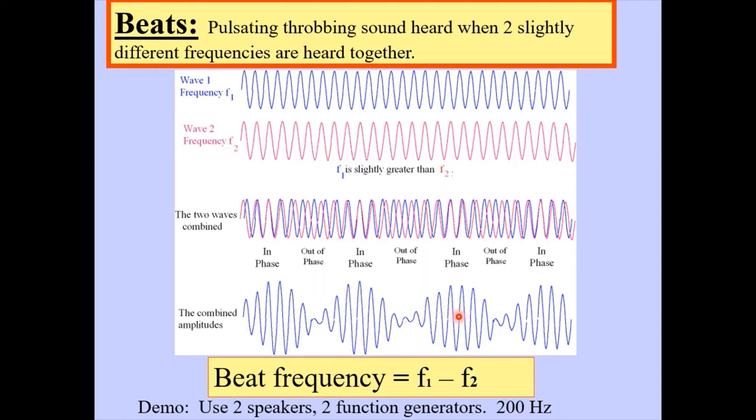And if you do the mathematics for this, which we're not going to do in this course, but it's not that difficult, the frequency of these beats, all right, this is loud, soft, loud, soft. So these beats that we hear are these throbbing sounds. The beat frequency is simply the difference between the two frequencies. It's the high frequency minus the low frequency.